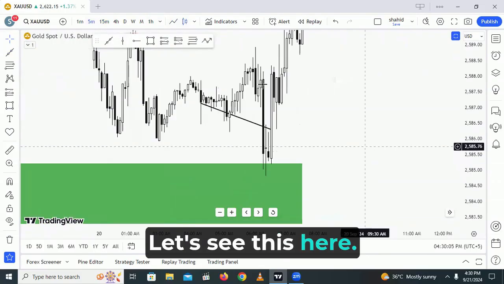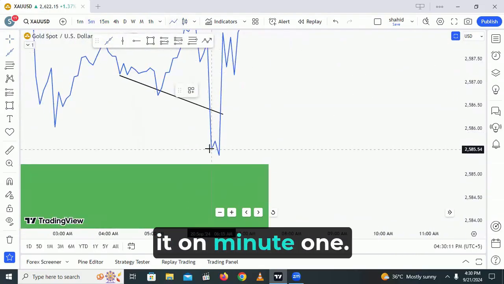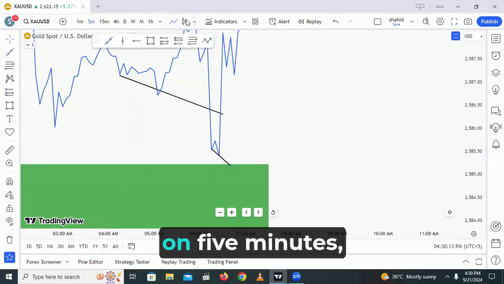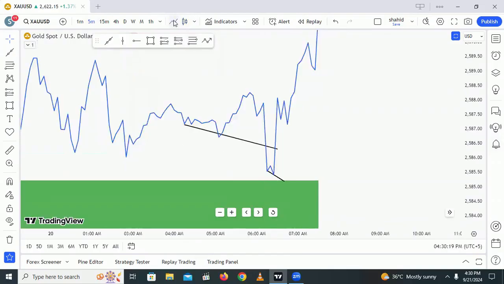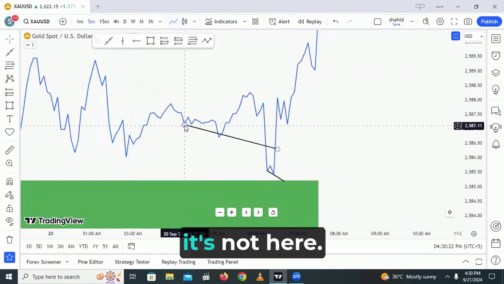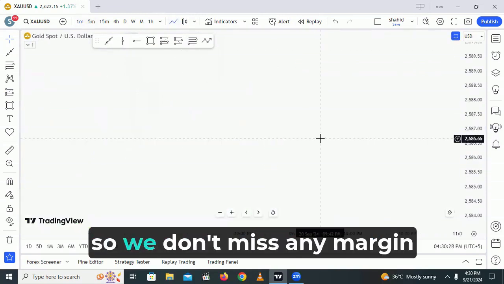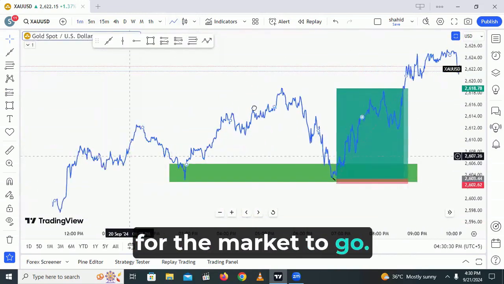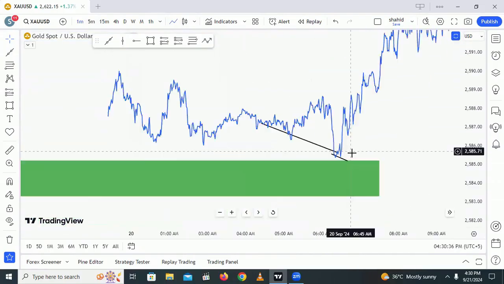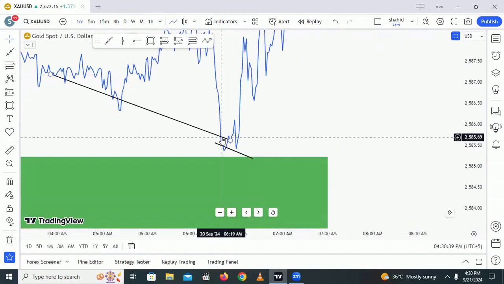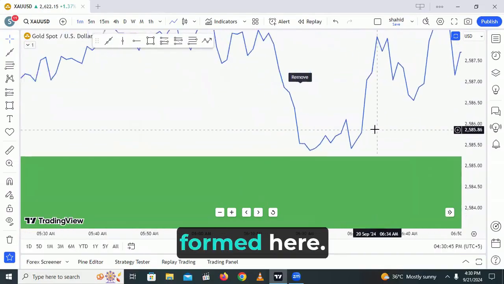Let's see this here. There is one here, but I don't think the market picked it. We'll need to confirm it on minute one. If you look a bit more clearly on 5 minutes, it's not here. We'll refine this zone again on minute one, just like we did before, so we don't miss any margin for the market to go. We'll delete this as well. If we make it here, we have a trend line formed here.